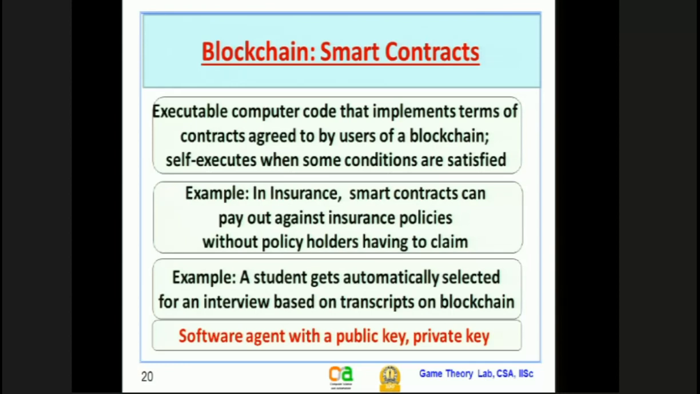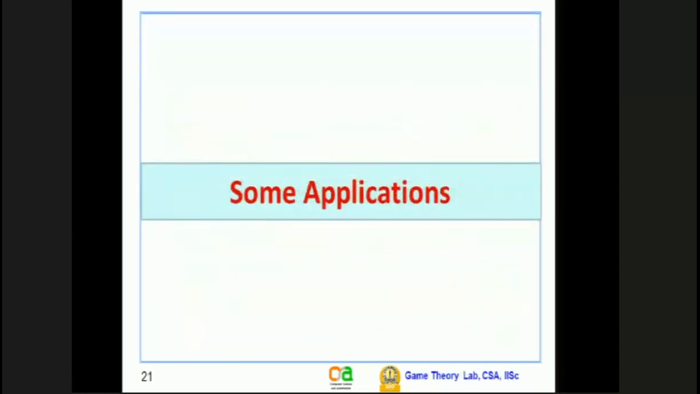But smart contracts can actually be very, very complex programs. They can do very complex things as well. Okay, so these are certain things about blockchains. Now let me get into some applications, right?